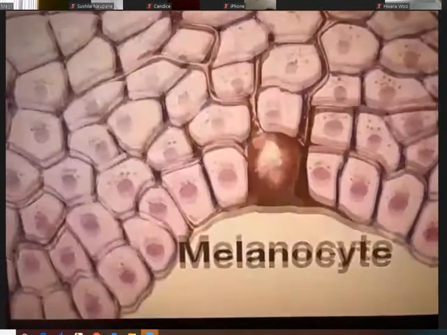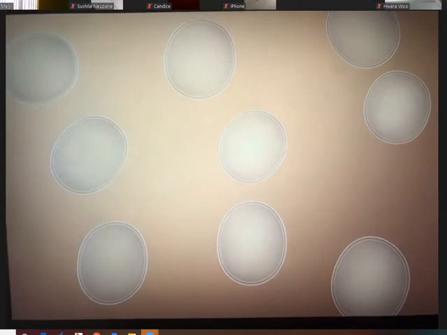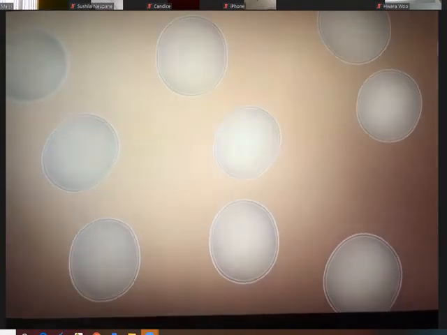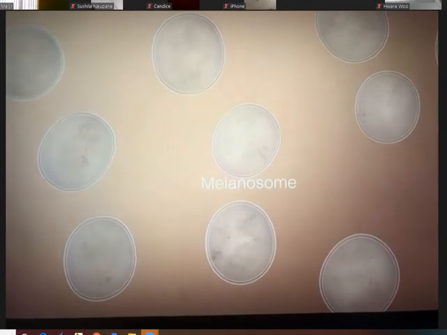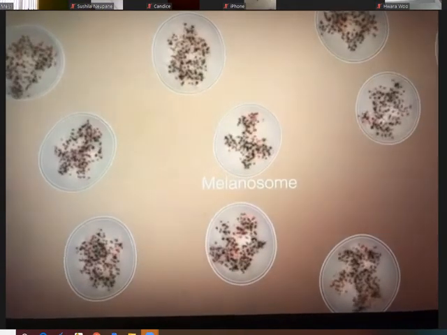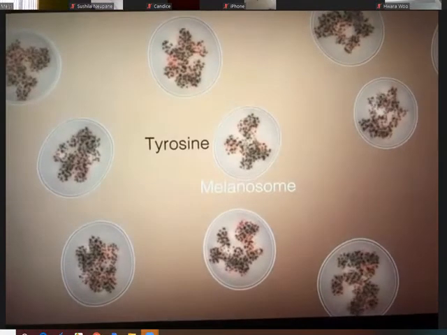Let's zoom inside a melanocyte to see how this works. Melanin is produced inside what look like spheres throughout the melanocyte. These are the melanosomes. Chemical reactions inside melanosomes turn the amino acid tyrosine into melanin.